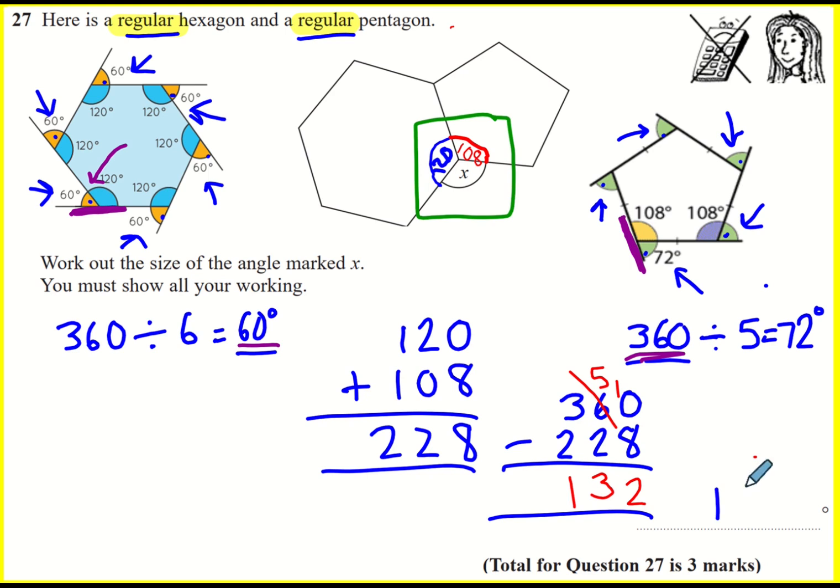132 degrees. And always ask yourself, does it look reasonable? Go back to the angle. 132, is that reasonable for this? Yes, because it's an obtuse angle. It's 132 degrees. Well done if you watched that to the end.